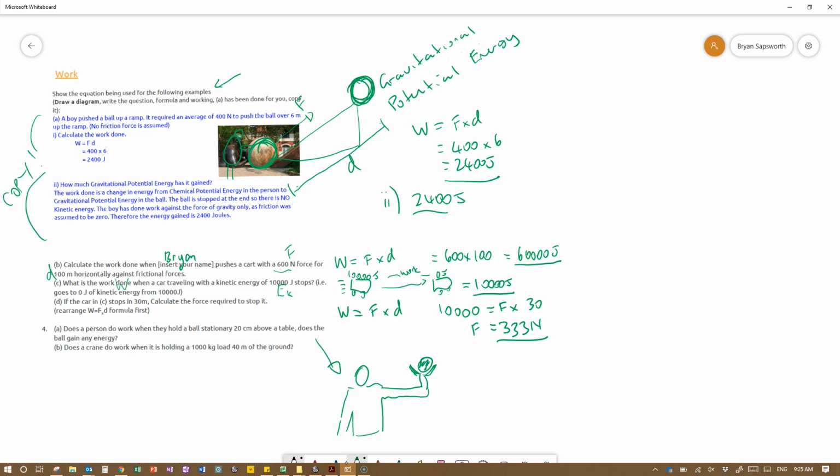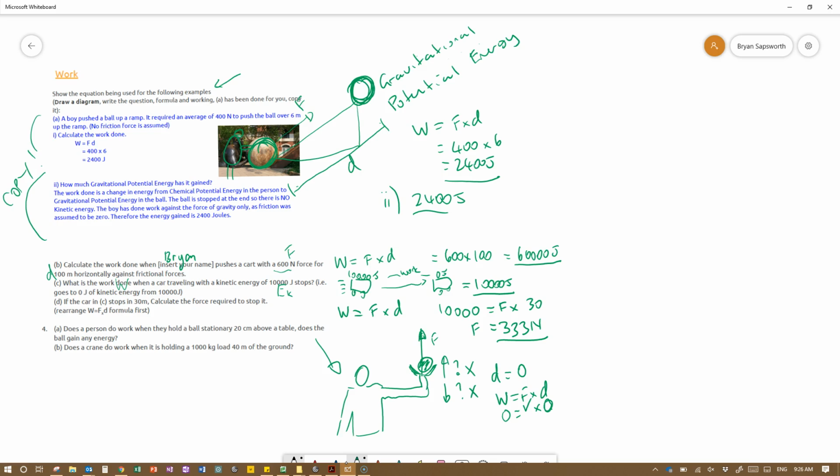Well, does the ball go higher? No. Does the ball go lower? No. So is there any distance traveled? No. So if we look at the formula work equals force times distance, we could be applying a force to the ball, but if the distance is 0, anything multiplied by 0 equals 0. So there is no work done on the ball.